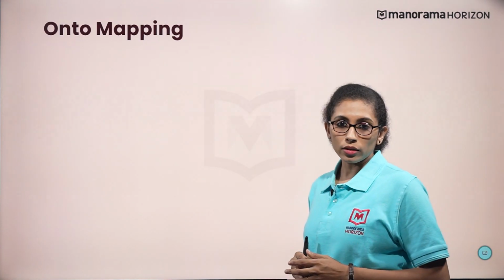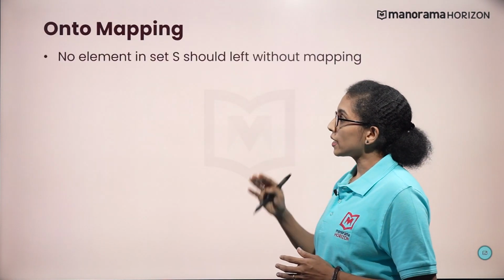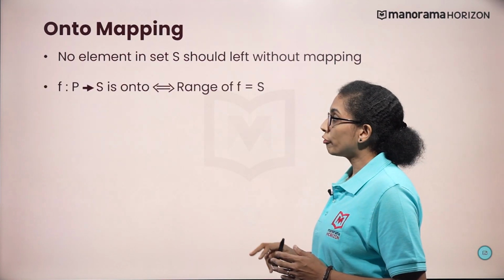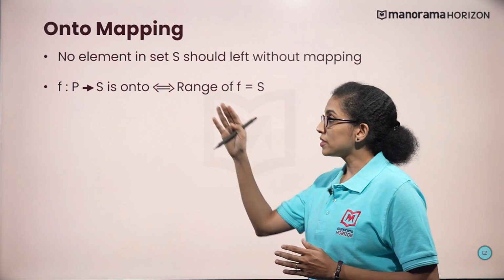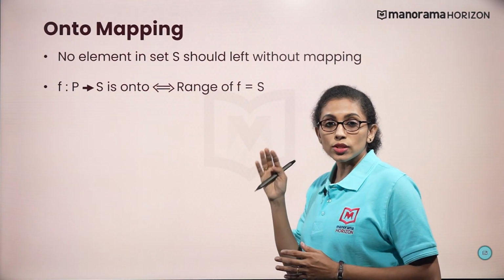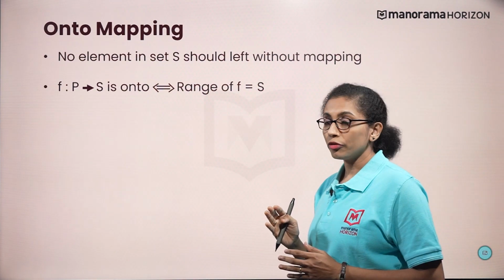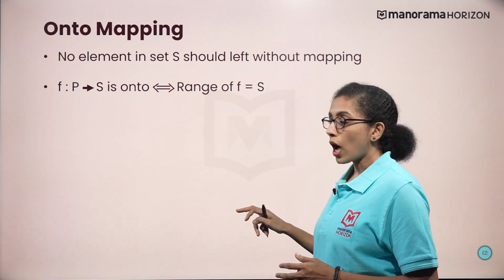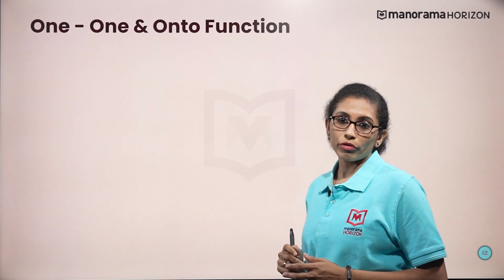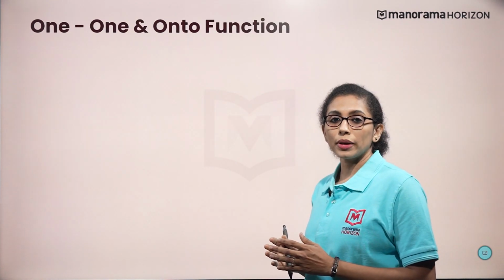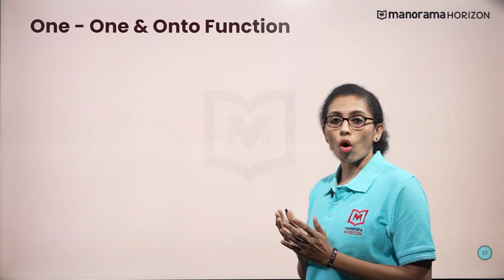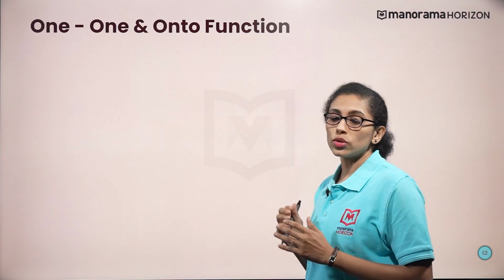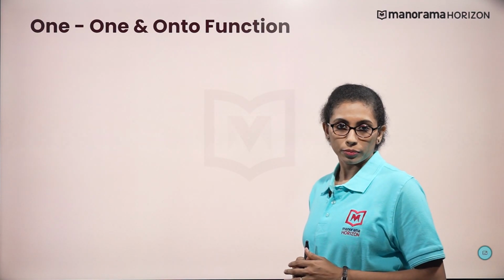In onto mapping, no element in set S should be left without mapping. Also, a function f defined from set P to set S is onto if and only if the range of f is equal to set S. Now, come to the last type of mapping. This type of mapping is actually a combination of one-to-one mapping and onto mapping. Therefore, it is also called a bijective function.